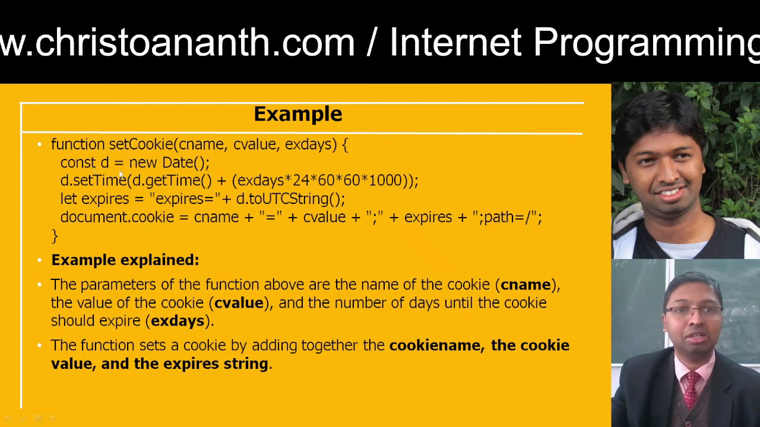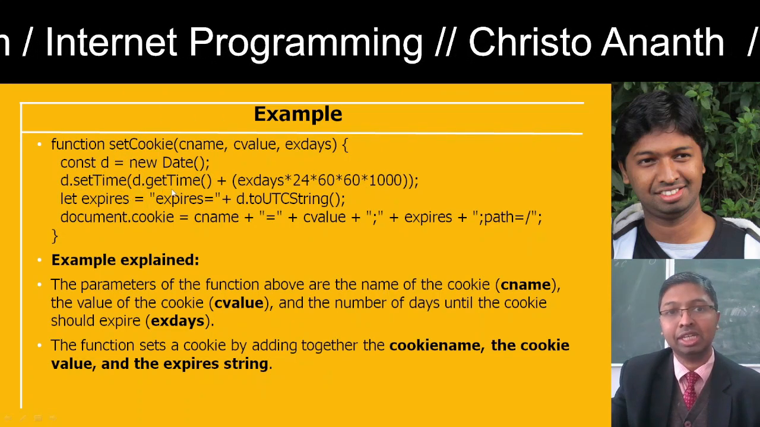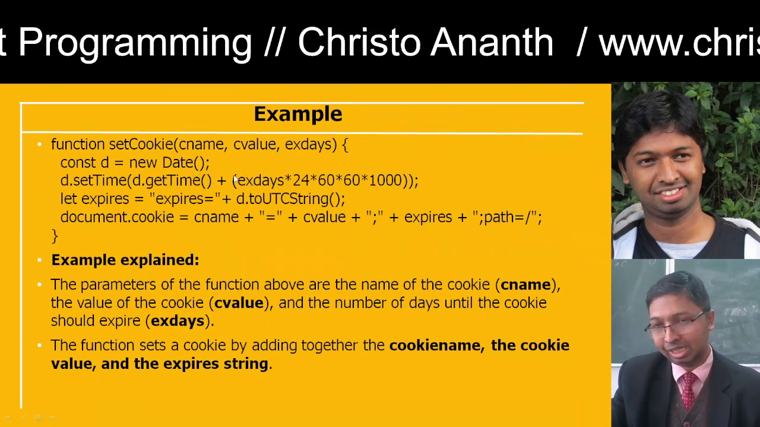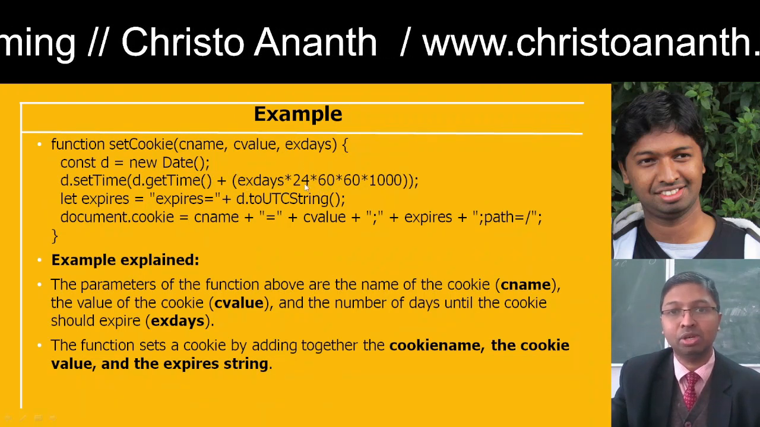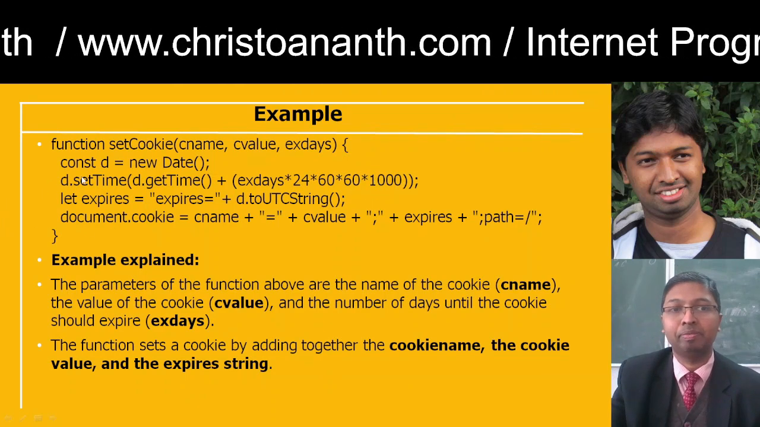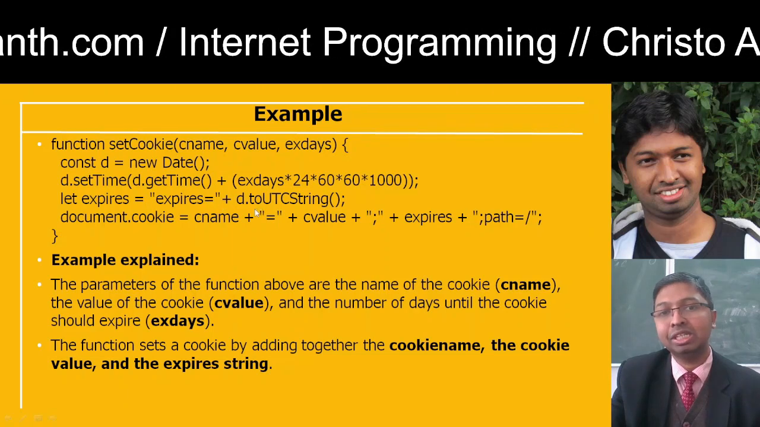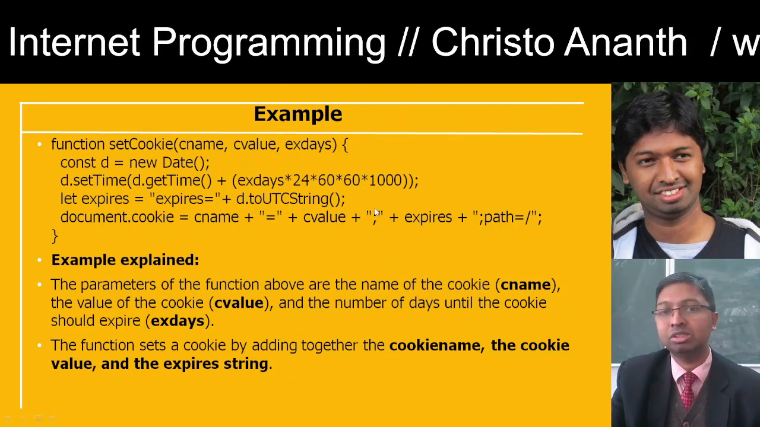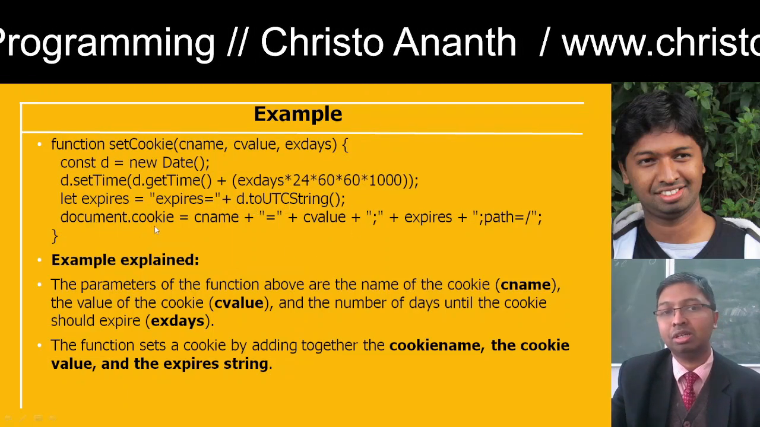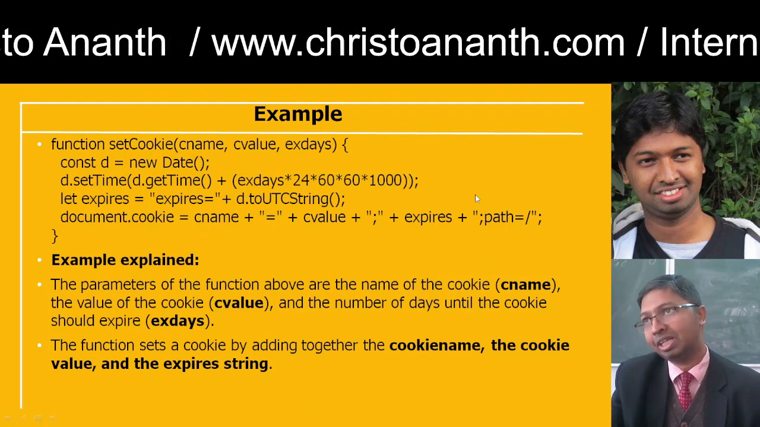So const d = new Date. Then d.setTime of d.getTime plus the extension of the days, 24 multiplied by 60 multiplied by 60 multiplied by 1000. Then you specify the expires, plus d.toUTCString. And you specify document.cookie equals cname plus cvalue plus expires, plus the path.